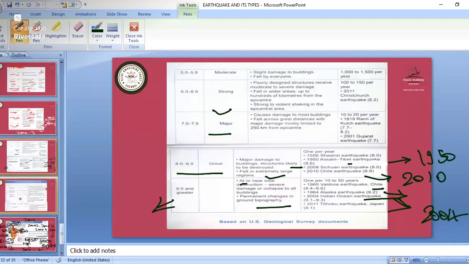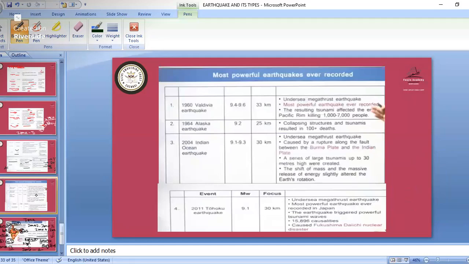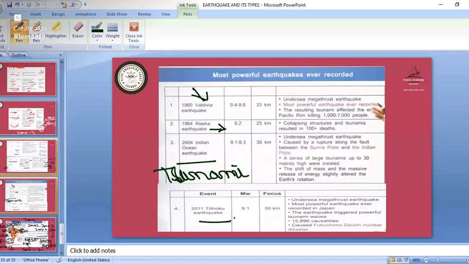So that part we have seen. These are all the important parts we must remember. And what are the important earthquakes we must remember? We must remember the Indian Ocean earthquake that had happened, because of which we had the tsunami. Then the Valdivia earthquake in the Chile area, then the Alaska earthquake of 1964. Then the Tohoku earthquake we had in the Japan area.